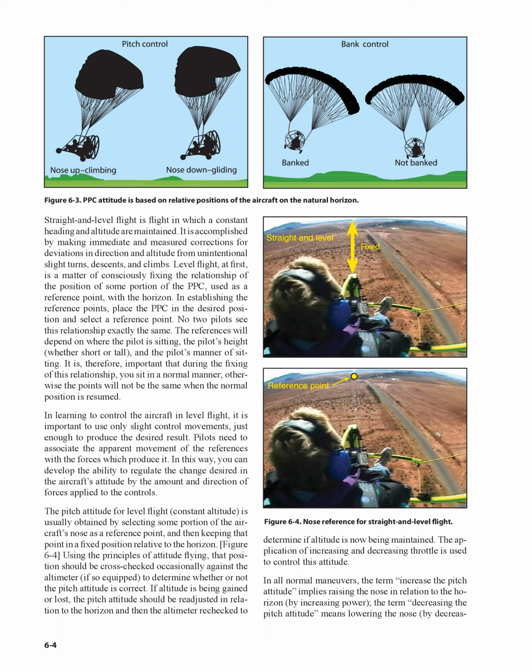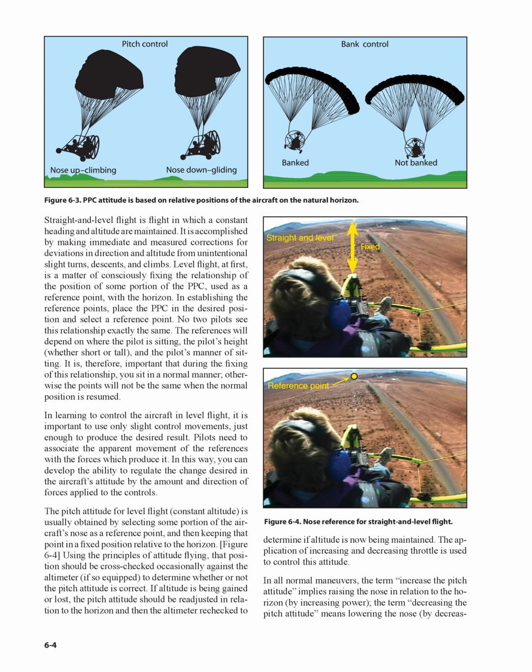It is accomplished by making immediate and measured corrections for deviations in direction and altitude from unintentional slight turns, descents, and climbs. Level flight, at first, is a matter of consciously fixing the relationship of the position of some portion of the PPC, used as a reference point, with the horizon. In establishing the reference points, place the PPC in the desired position and select a reference point.